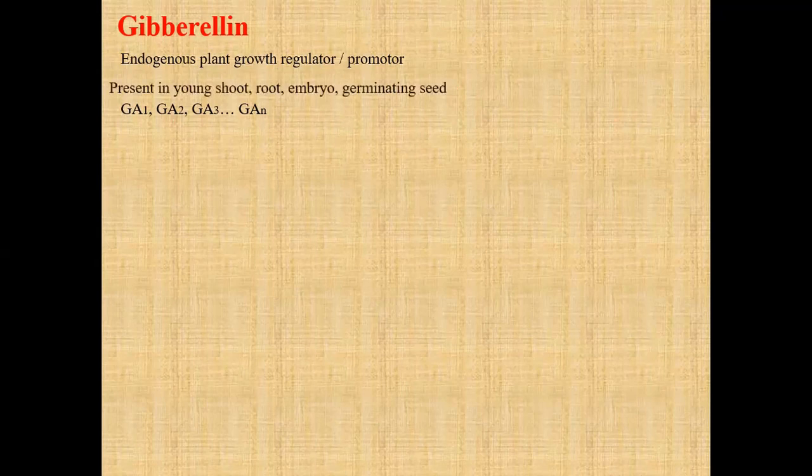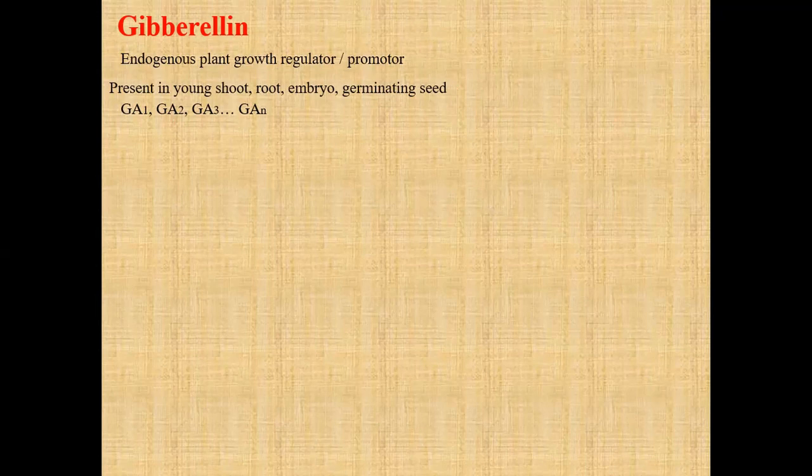Now let's see the next plant growth regulator, that is gibberellin. Gibberellin is a chemical which is synthesized in the plant body. It is found in the endogenous part of the plant body, so it is known as an endogenous plant hormone. It is found in various parts of the plant body, such as young shoots, embryos, germinating seeds, and roots, in the tip portion.